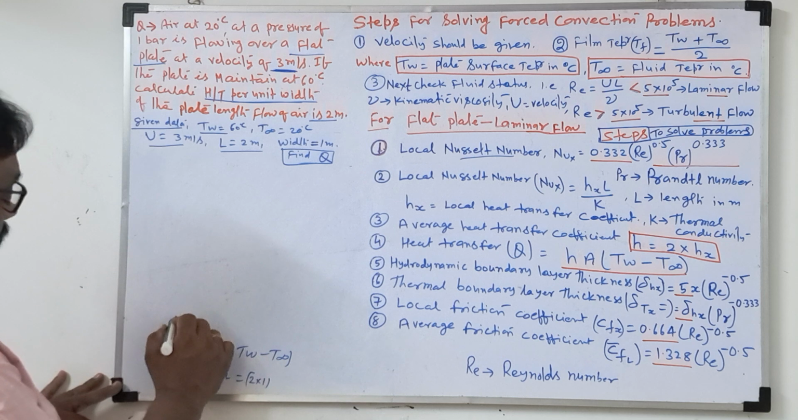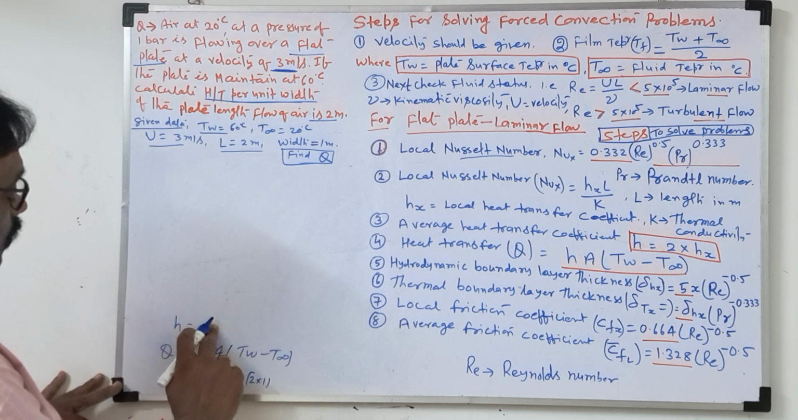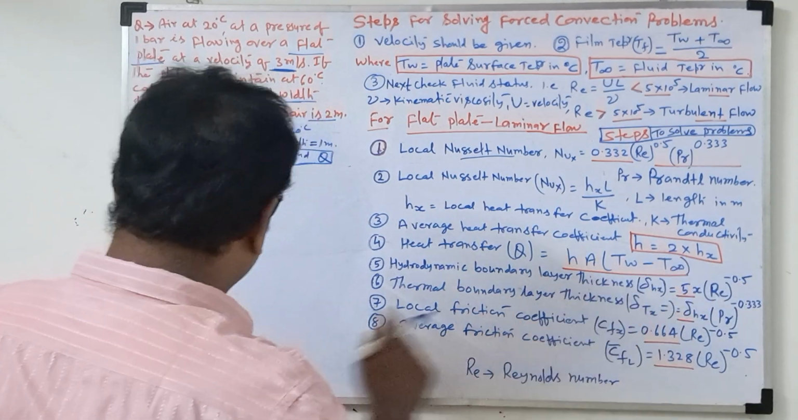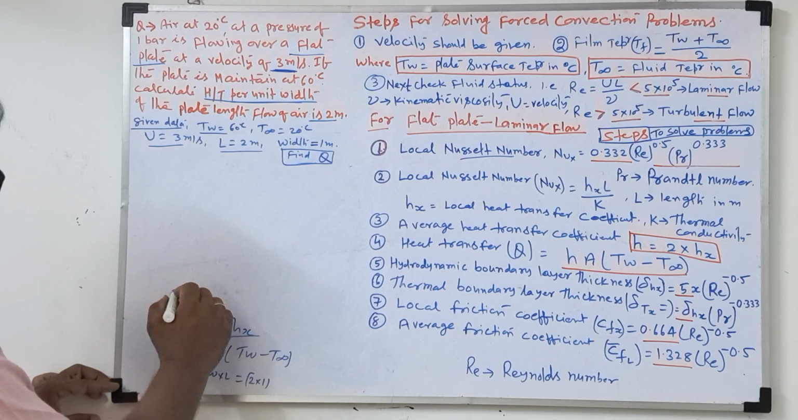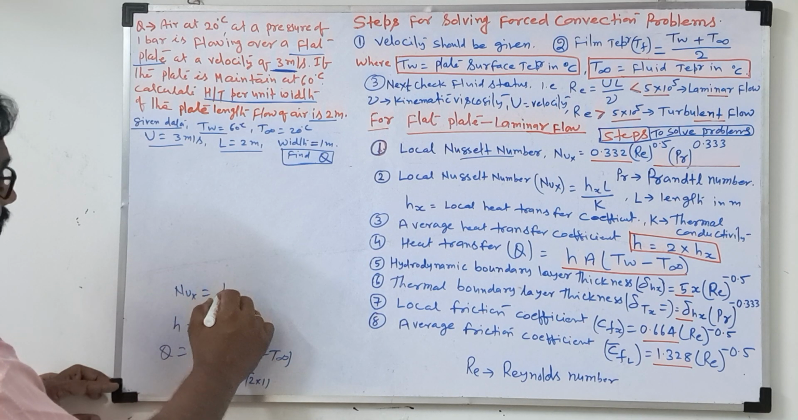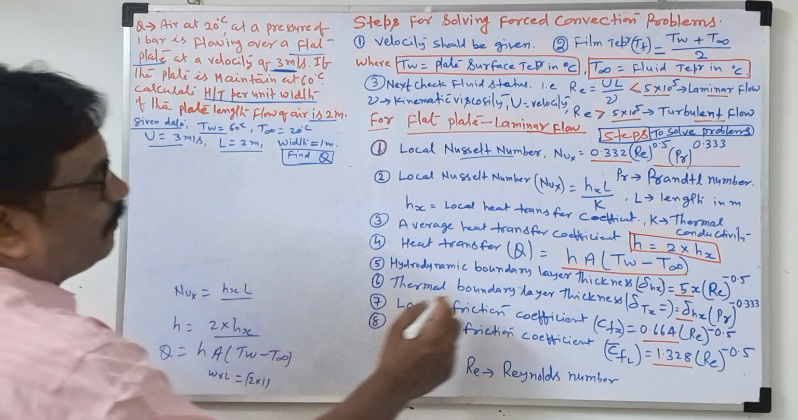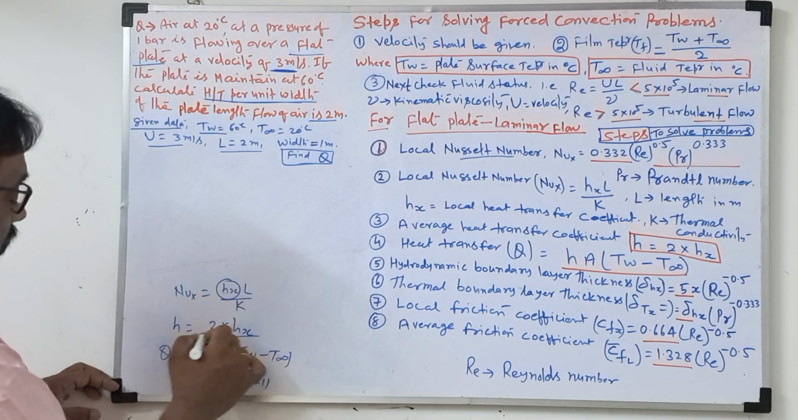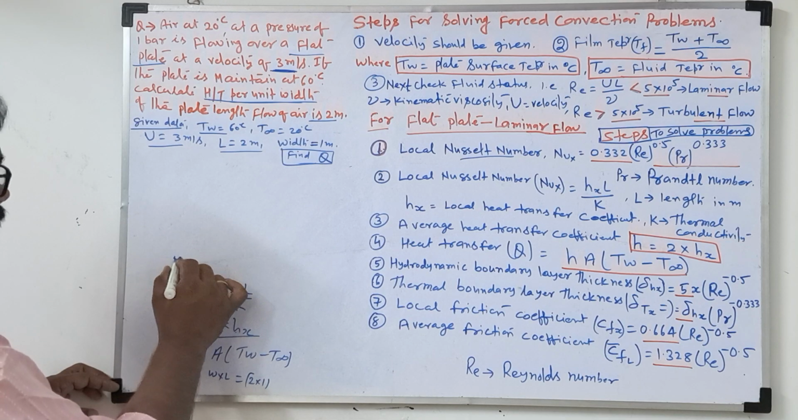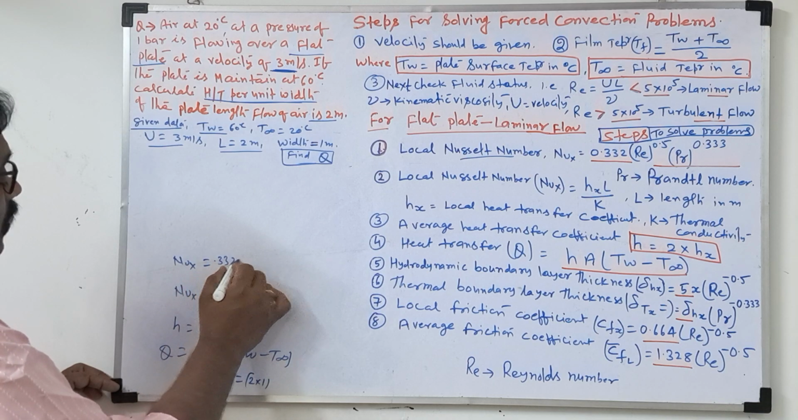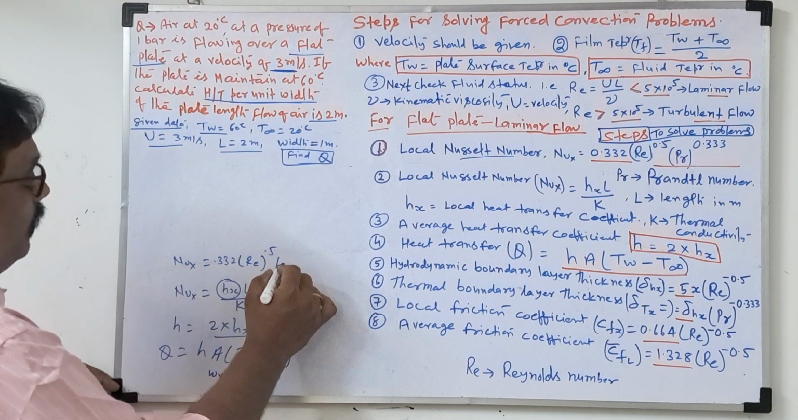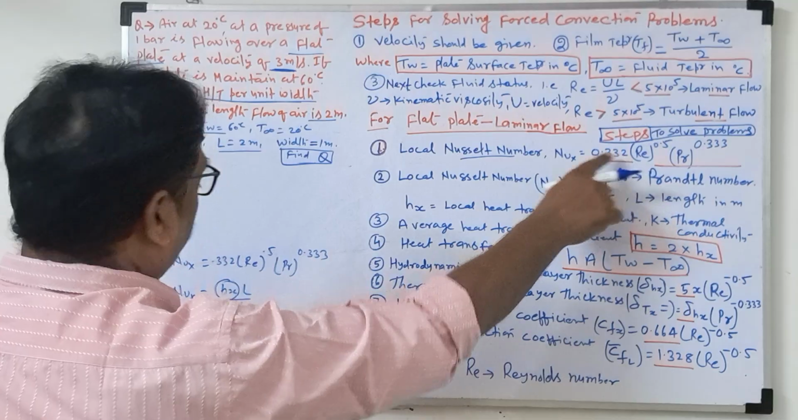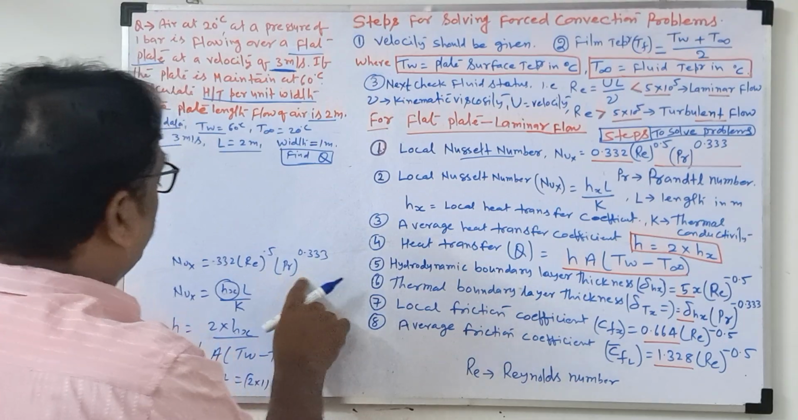So what is h here? The average heat transfer coefficient is nothing but 2 into the local heat transfer coefficient hx. How will we get hx? hx will come from the local Nusselt number, Nu_x = hx·L by k. Then how will we get the local Nusselt number? See here: 0.332, Reynolds number power 0.5, then Prandtl number power 0.333. This is what I wrote here.